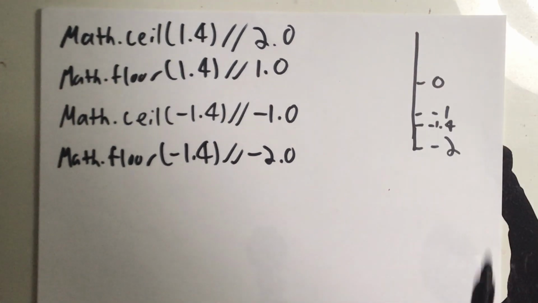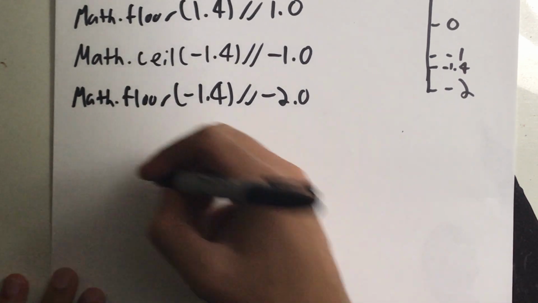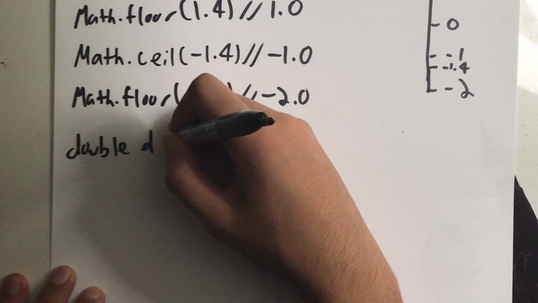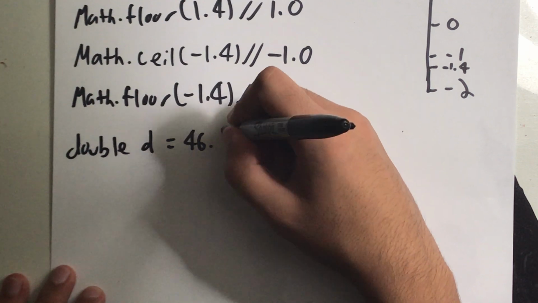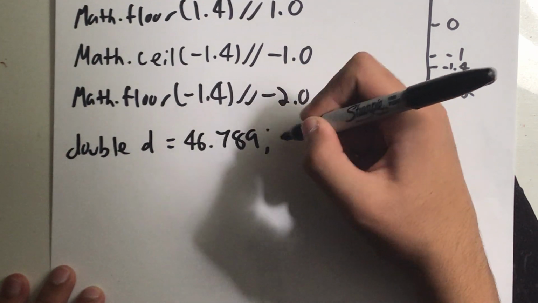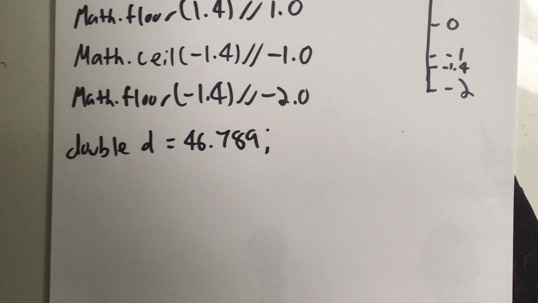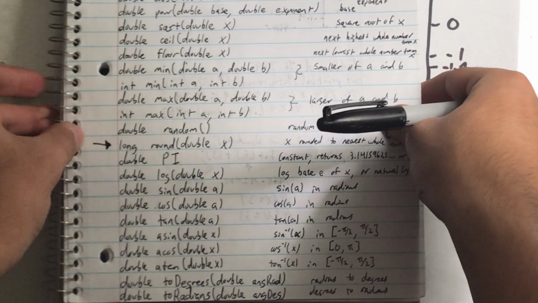Okay, here I'll give you another example. So let's say double d equals 46.789. Okay. Oh, did I talk about math.round? No, I didn't. Okay, well, before I get into this, I need to talk about math.round. I completely skipped it and I shouldn't have.